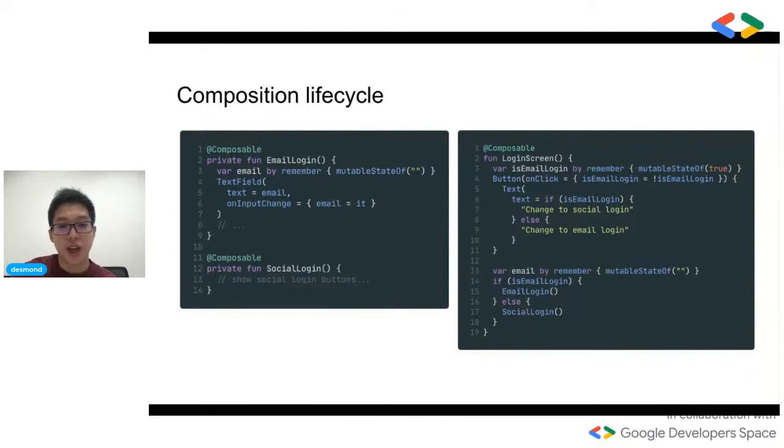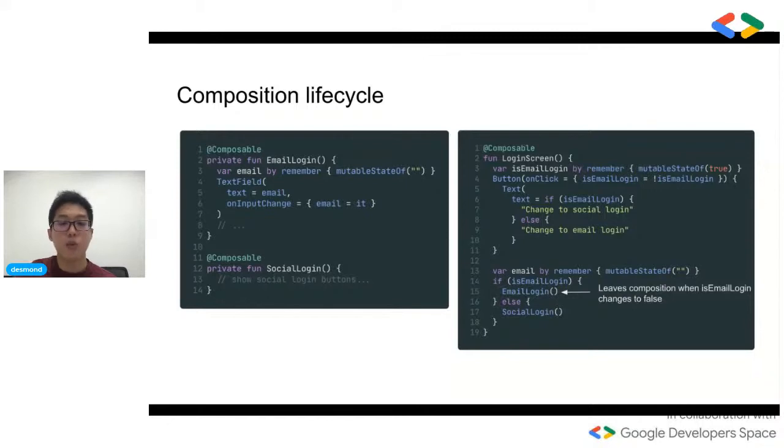Now the user happily types in the email address and accidentally presses the button to toggle to social login. So now isEmailLogin becomes false and the login screen gets recomposed, and now we are showing the social login with the buttons. The user presses the button again to toggle back to the email login, and then finds out that the email address that was typed in previously is now gone. So why is that? That's because when isEmailLogin turns from true to false, and the if statement goes to the else case to show the social composable, the email login composable actually leaves the composition.